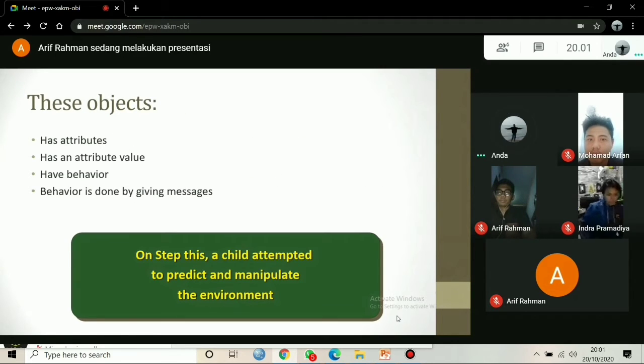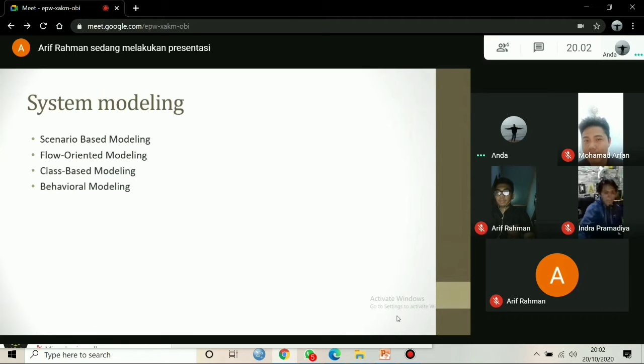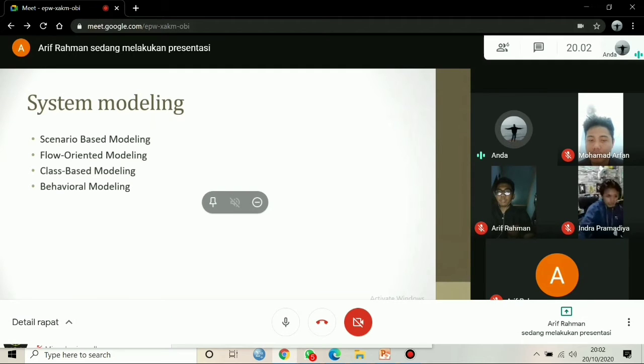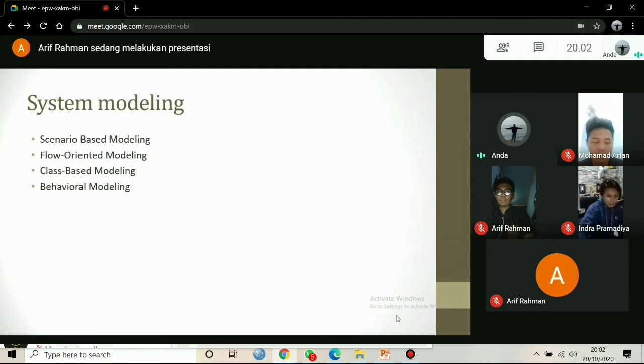These objects have attributes, as we saw before. Behavior is done by messages. In this step, a child attempts to predict and manipulate the environment. System modeling: scenario-based modeling, flow-oriented modeling, class-based modeling, behavior modeling.